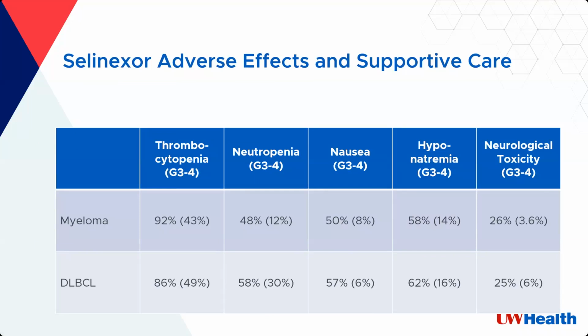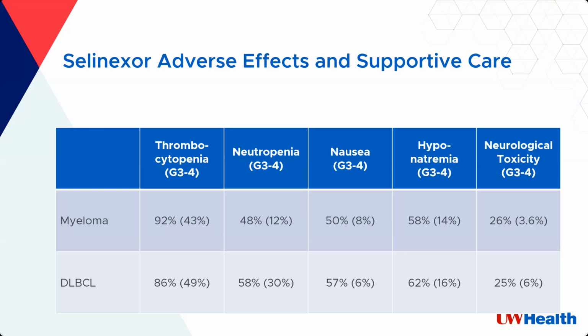Thrombocytopenia and neutropenia are important ones to note. Bleeding occurred in 23% of patients in the trials. Again, you see high rates of all grade and grade 3 to 4 thrombocytopenia. Neutropenia rates are quite high. Nausea is a side effect to be aware of.